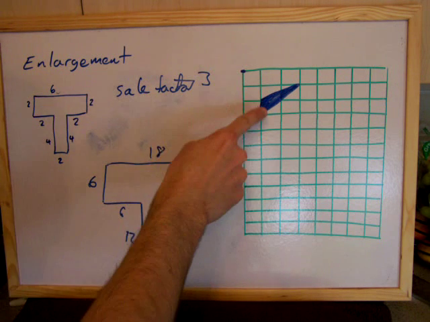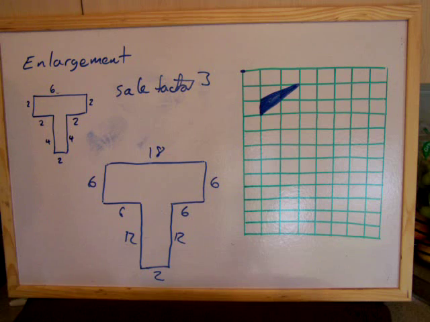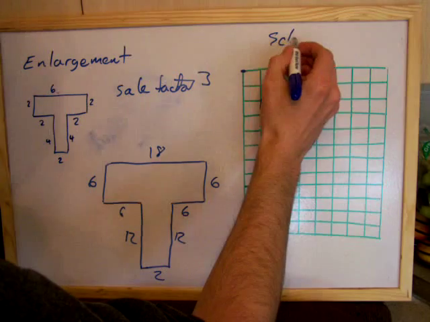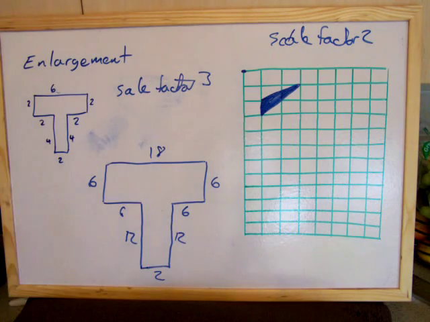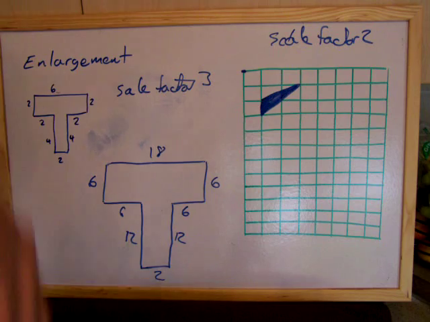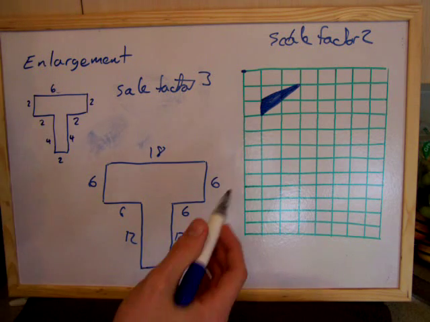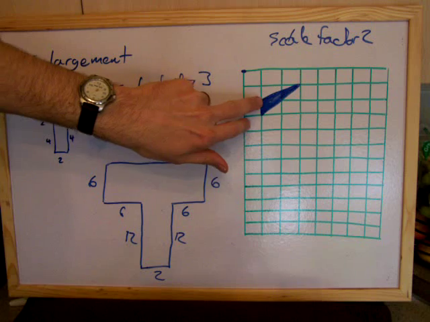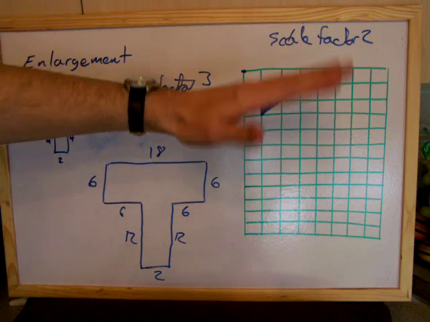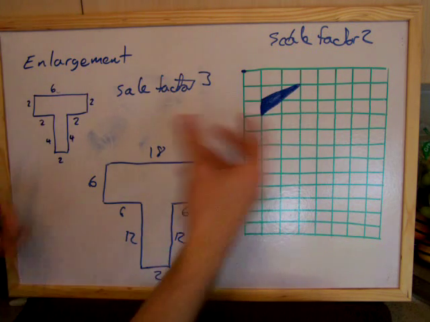Right, I want to enlarge that shape, sort of a scalene triangle, by a scale factor of, let's make it scale factor 2. And I'm not sure if I've made my grid big enough to do it scale factor 3 yet. Right, scale factor 2, what you're going to do is you want every side to be 2 times longer than it is, but you've only got, say, 1 vertical or horizontal side. Every other side you'd have to measure with a ruler.